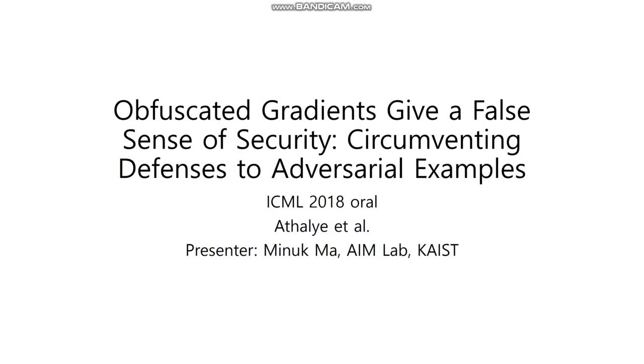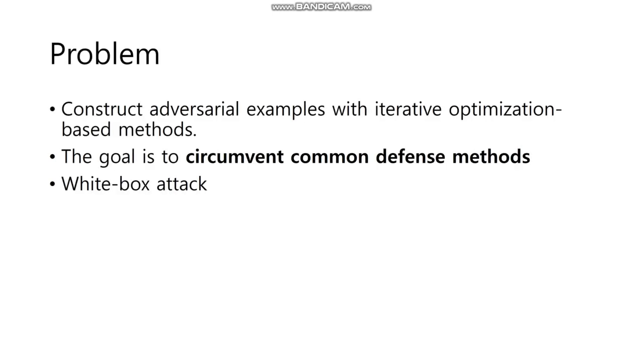Today I'm going to talk about a paper named Obfuscated Gradients Give a False Sense of Security, Circumventing Defenses to Adversarial Examples. So basically it's about adversarial attack. It succeeded in attacking 7 out of 9 adversarial defense papers published in ICLR 2018.